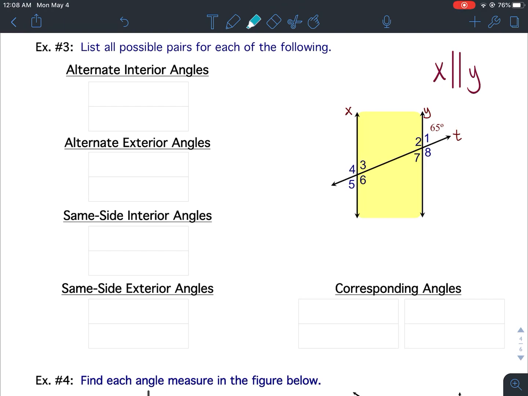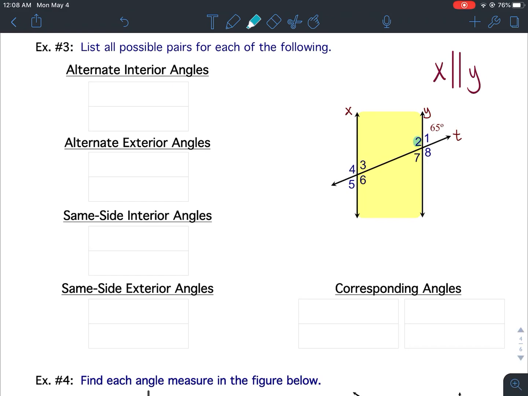So 2, 3, 6, and 7 are your interior angles. Again, 2, 3, 6, and 7 are between the parallel lines, so they are your interior angles, where 1, 4, 5, and 8 are outside of the parallel lines, therefore they are your exterior angles. Okay, so let's start with alternate interior angles.